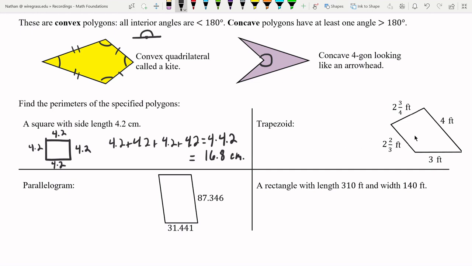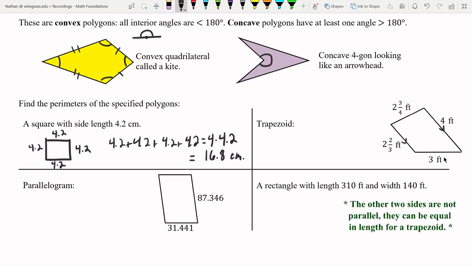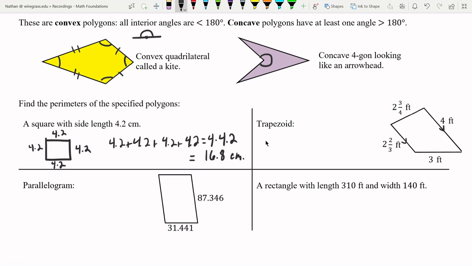A trapezoid that has these side lengths here, all we have to do to find the perimeter is, you can see that this is a trapezoid because we have these two sides are parallel. And this side are not equal in length. So this is definitely a trapezoid. The perimeter for this is going to be add up the side lengths. So we're going to do 2 3/4 plus 4 plus 3 plus 2 2/3.